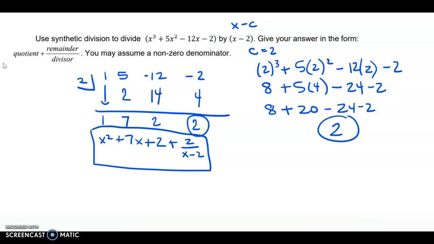So we got the same value, so that tells us that our remainder was the same. It's likely that we have done this correctly. That's one way to kind of check.